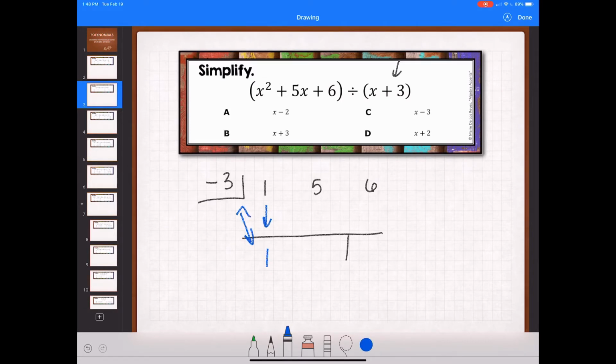multiply, that gives you negative 3. You're going to add right here, so that gives you 2. You're going to multiply 2 and negative 3, which is negative 6. And you're going to add again, so that gives you 0. 0 is our remainder. Positive 2 is your constant, and this is your x term. So your correct answer is 1x plus 2, remainder 0, or simply x plus 2.